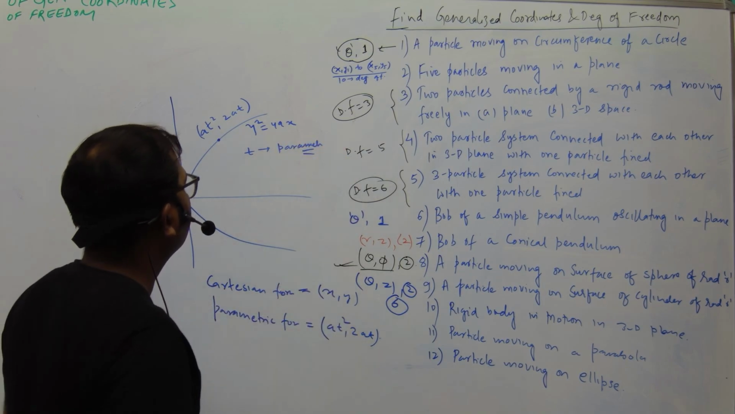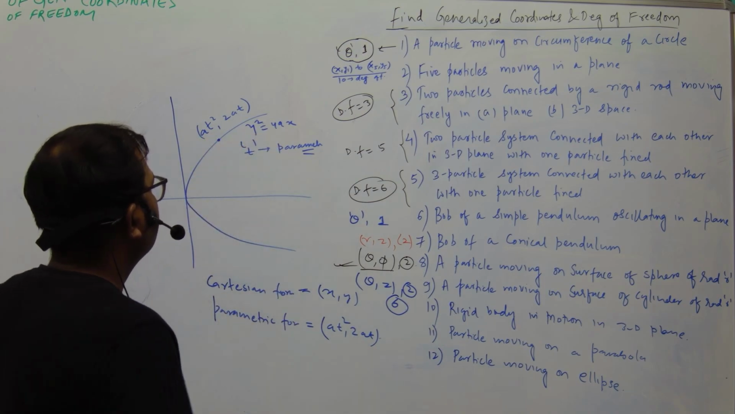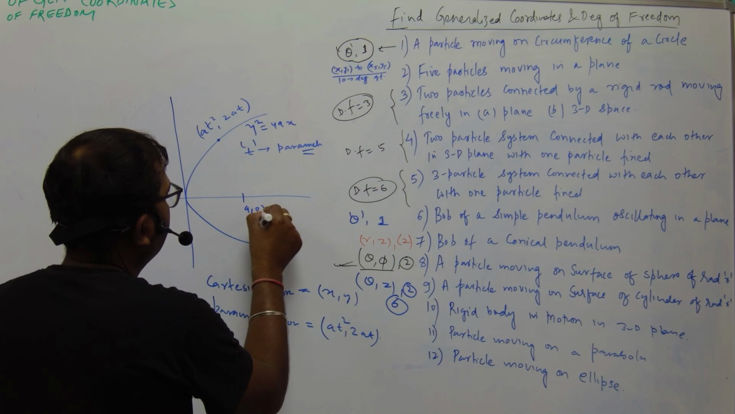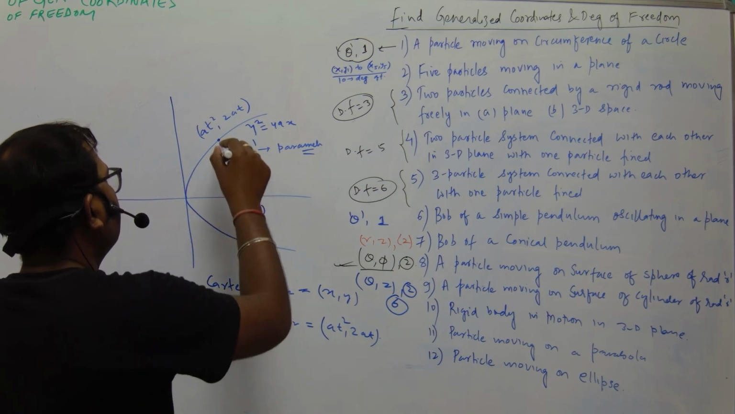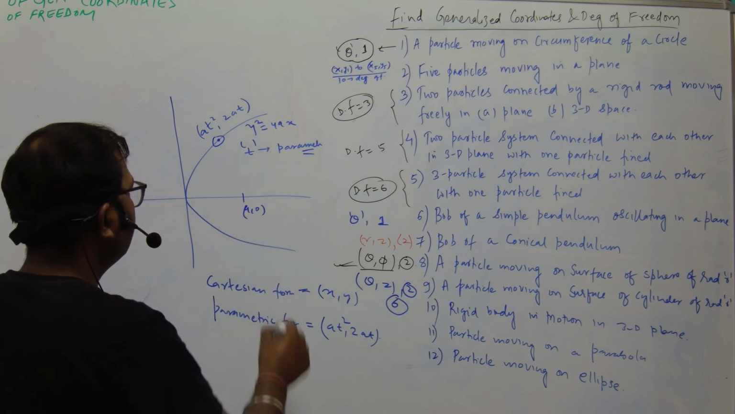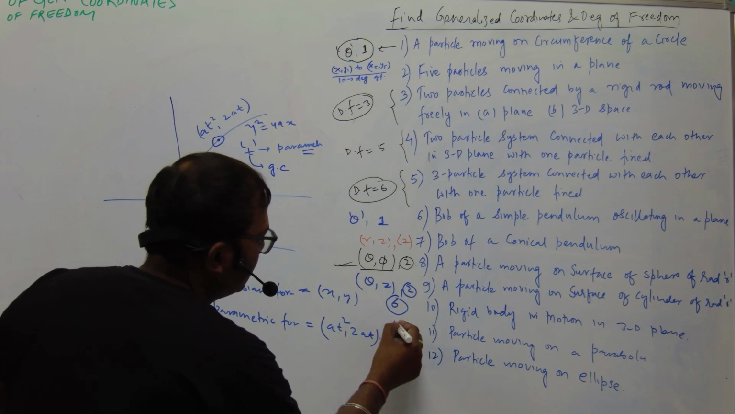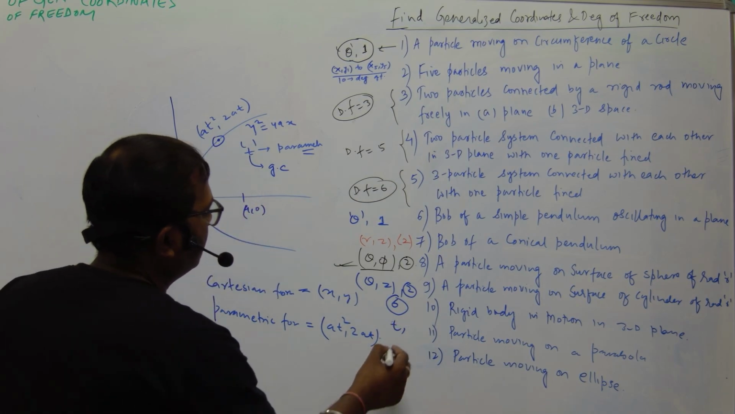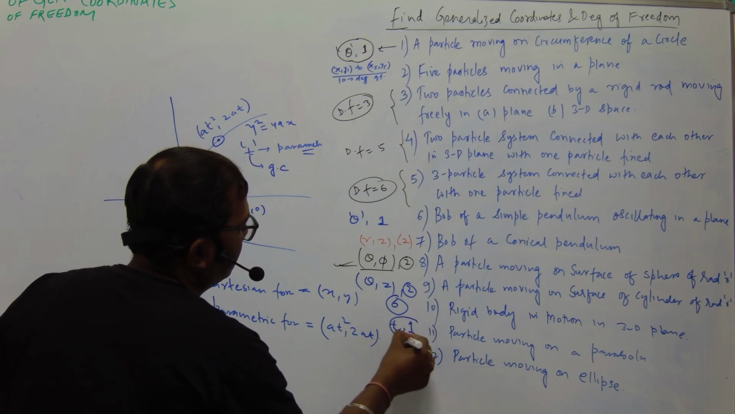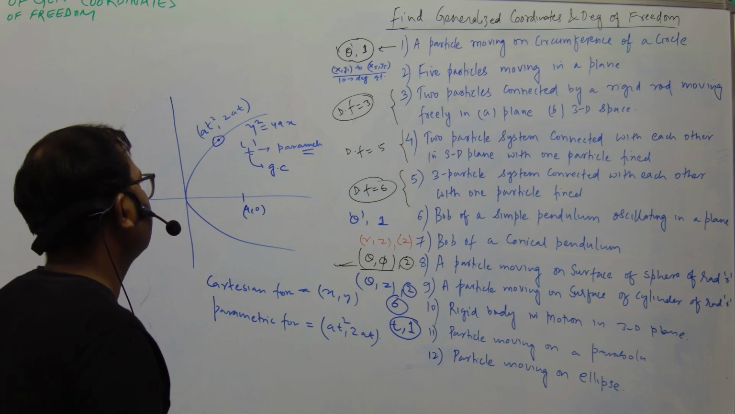Only t is determining the position of the particle because a is fixed here. a is the focus, (a, 0). So if we know the value of t, we can determine the position of the particle. So t is the generalized coordinate, and the degree of freedom is equal to the number of generalized coordinates, that is 1. On changing the value of t, the position of the particle will change.